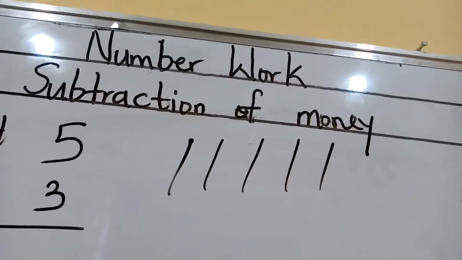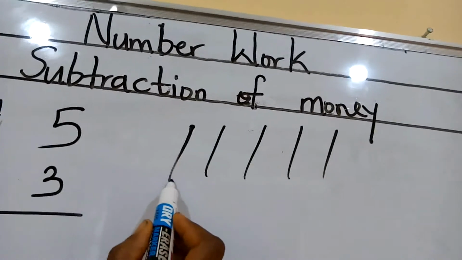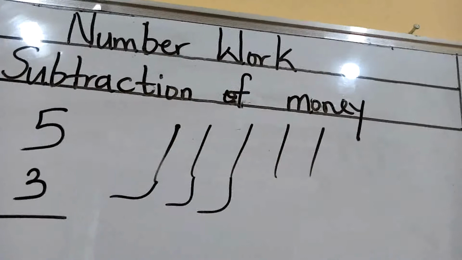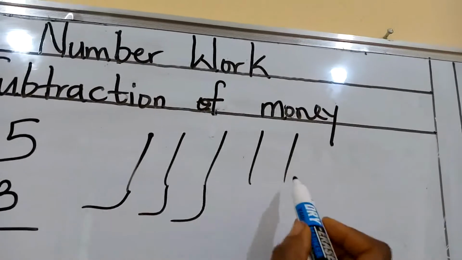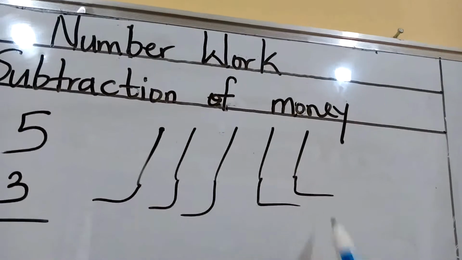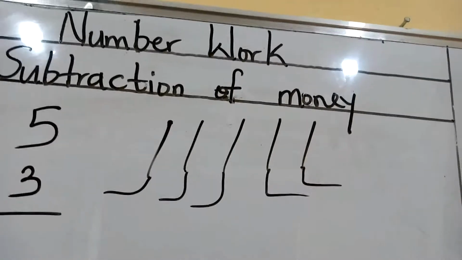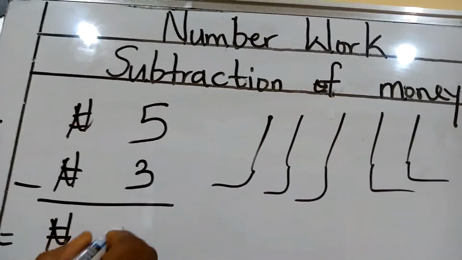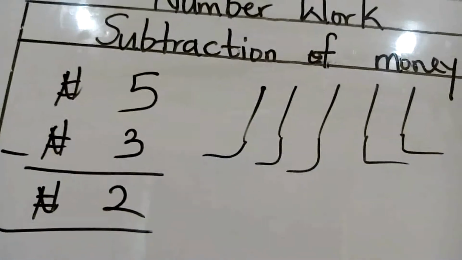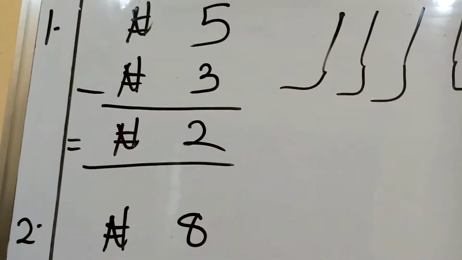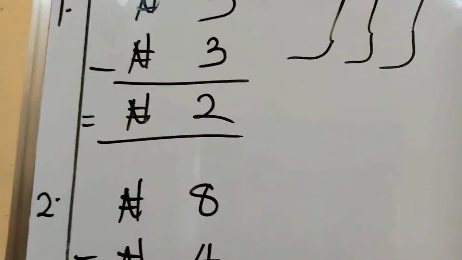Count it to the left. Take it away to the left. 1, 2, 3. And you count the remaining answer to the right. 1, 2. So what is your remaining money? It's 2 Naira. Remember, this is your sign of equality. So the answer is 2 Naira.